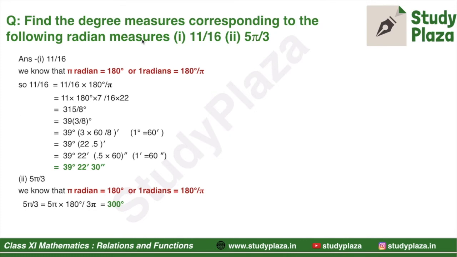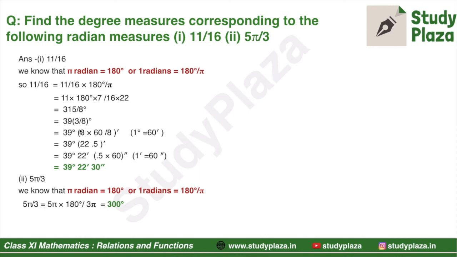Now we move to the next question, where we have to change the radians to degree measures. And here there are given two questions, that is 11 by 16 radians, second is 5 pi upon 3 radians. Let us start the first question, that is 11 by 16 radians. We know that pi radians is equal to 180 degree, or I can say 1 radian is equal to 180 by pi. So we'll use this formula to multiply with 11 by 16 to get the degrees. So we'll put the value 11 by 16 multiply by 180 by pi. Putting the value pi as 22 by 7, and when we solve this question we get the answer, that is 315 divided by 8. So this number will change into the mixed fraction, that is 39 3 by 8 degree.